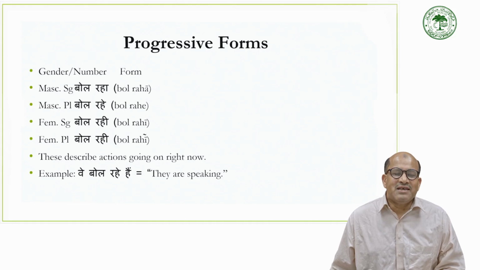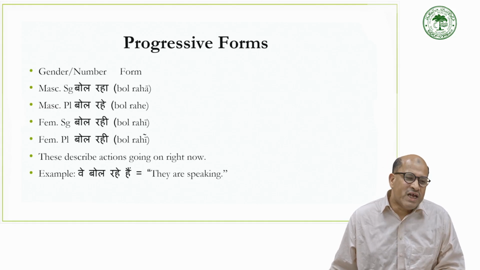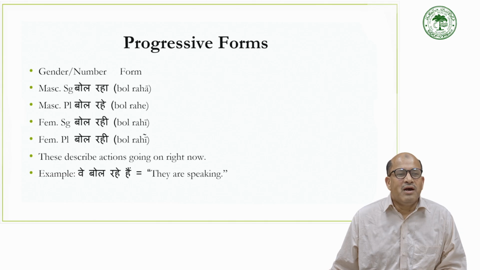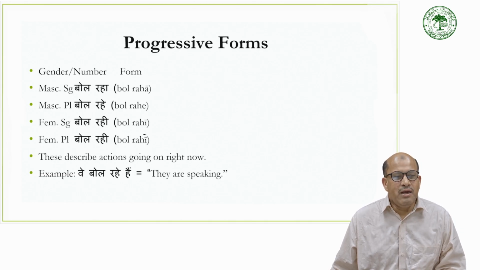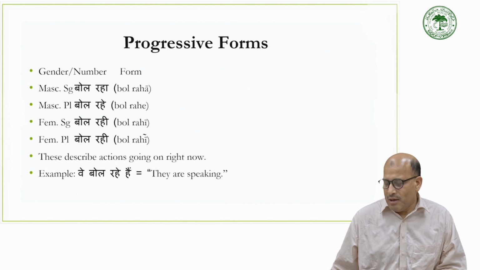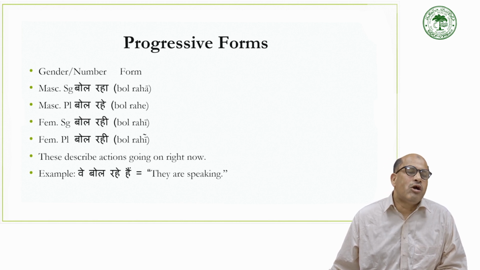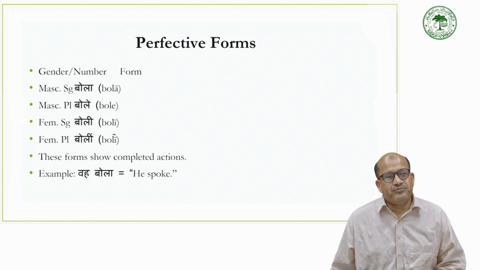If you look at this masculine singular in progressive form, वह बोल रहा, बोल रहे, बोल रही, and बोल रही for plural feminine. These describe actions going on right now. If you look at the example, वे बोल रहे हैं, they are speaking. Something is happening or is in continuous process.